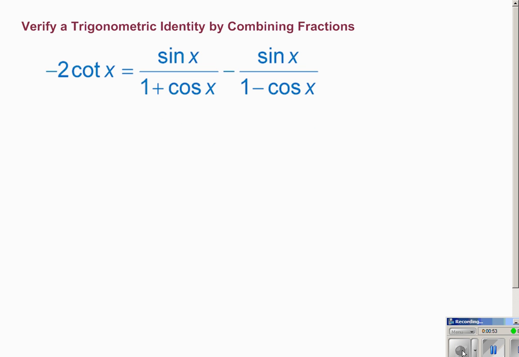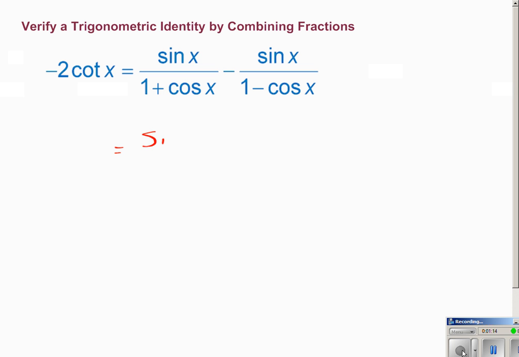Our next example involves some fractions. We've seen some things like this before as we were simplifying. And so here the idea is we're going to work with the more complicated side again, the right side this time. And we see that the two denominators are conjugates. So we're going to get a common denominator there and see what we come up with.